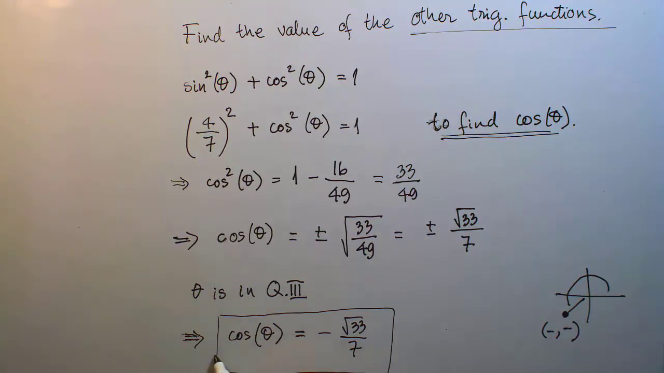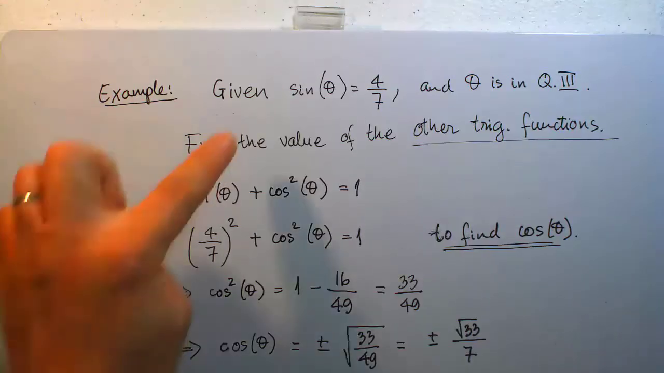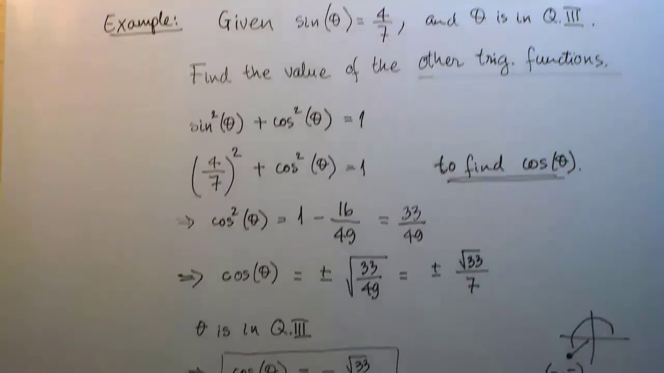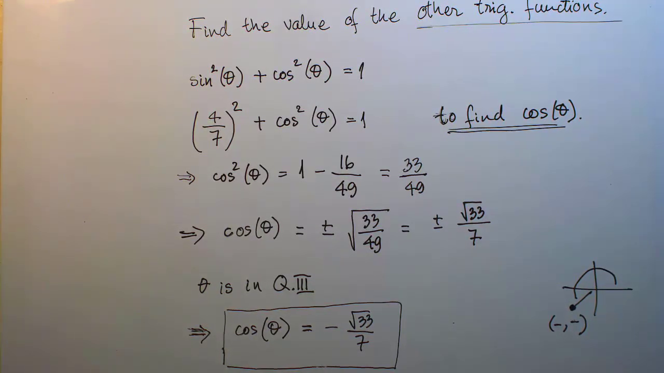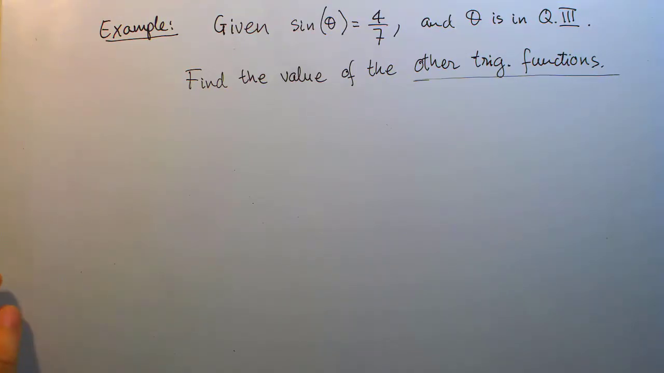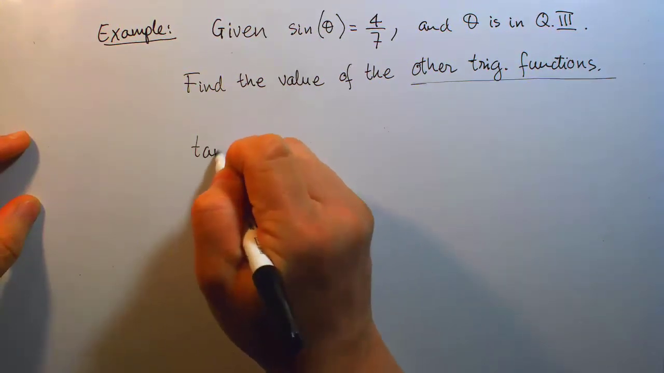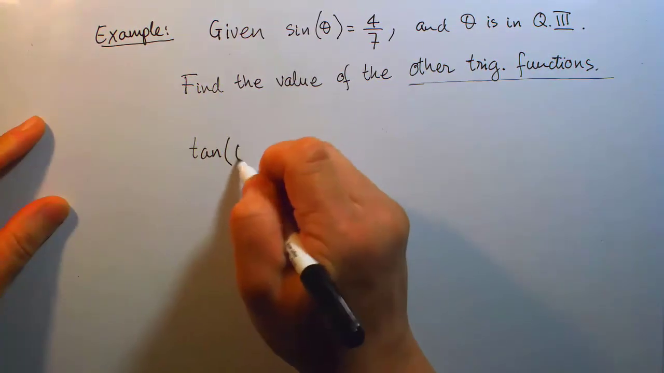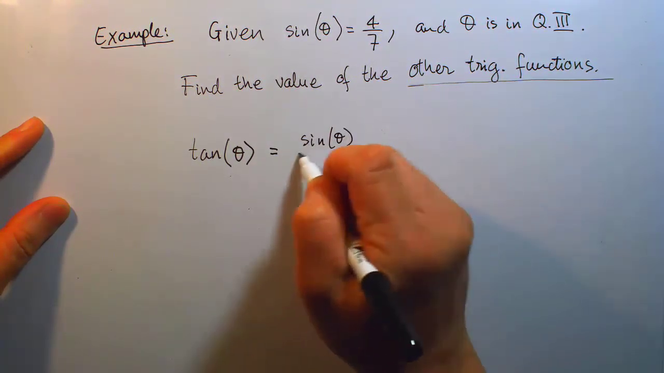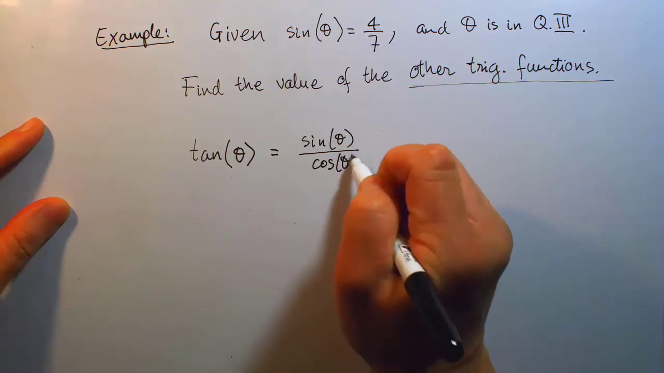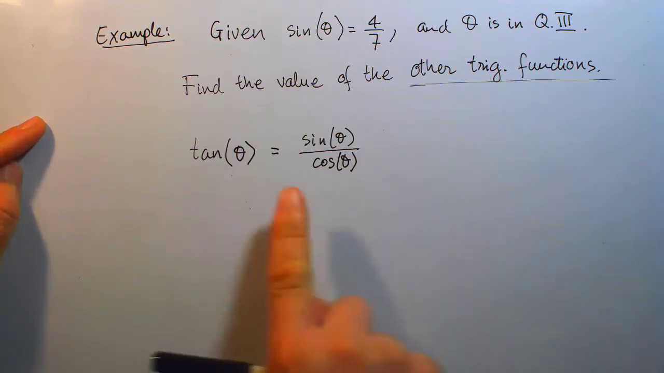So once again, we started out having the sine value, and now we came down to finding out what the cosine value is. And we're still not done. Once we found cosine, then immediately tangent of theta equals sine of theta over cosine of theta. So this example is also a good reminder for everybody about how each of these functions is being defined.